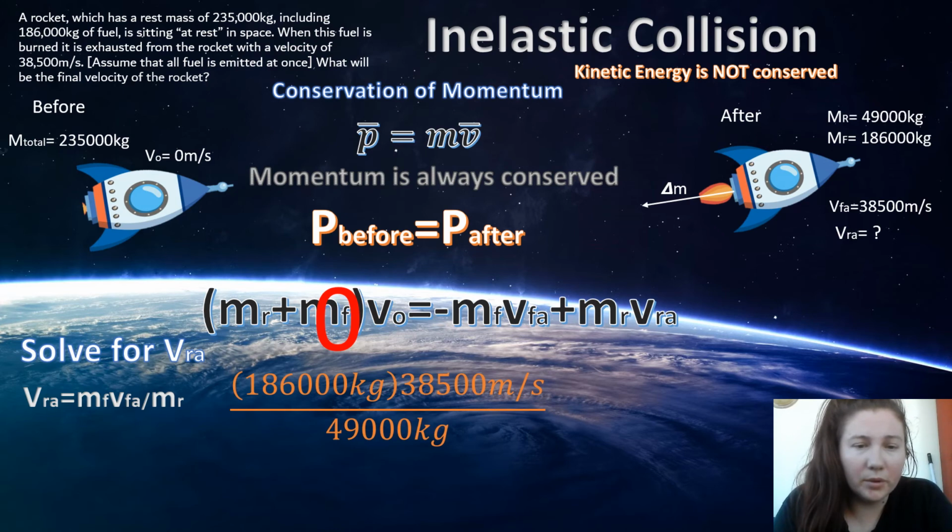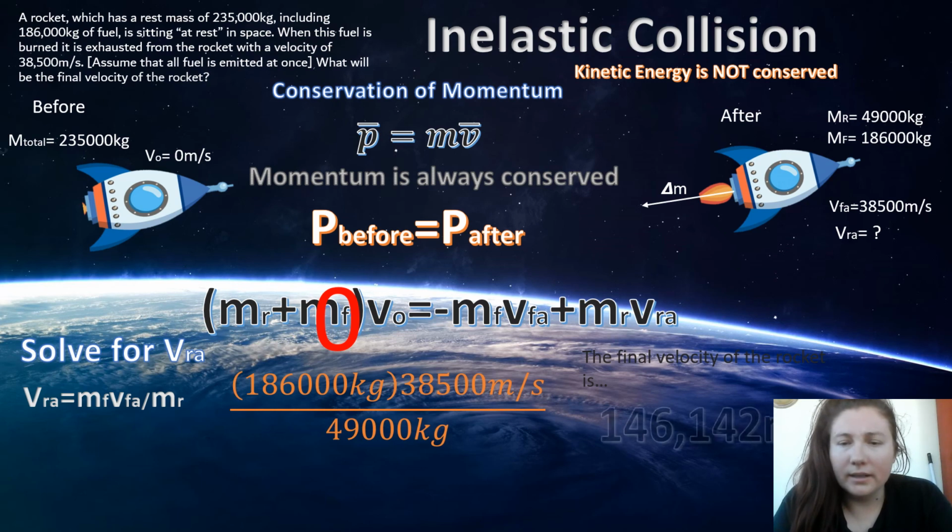Now we just plug in our numbers, which is 186,000 kilograms multiplied by 38,500 meters per second, divided by 49,000 kilograms. So the final velocity of the rocket is 146,142 meters per second. And that's it.